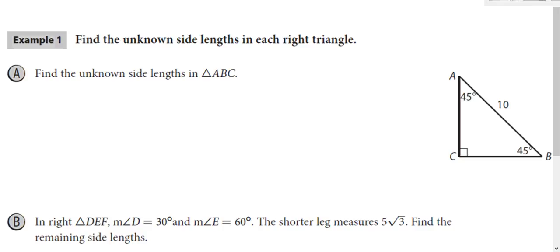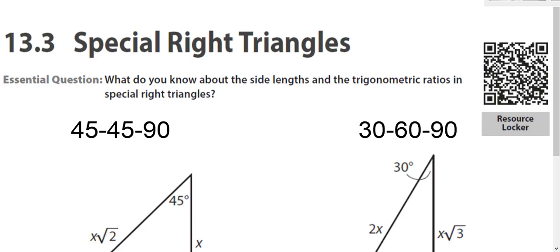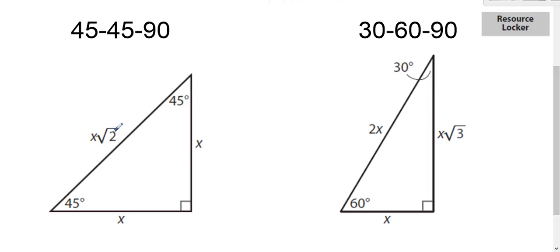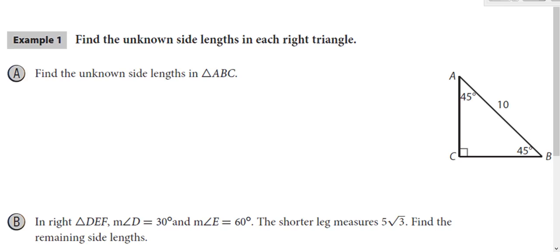So for this first example, it's a 45, 45, 90. You just look at the triangles. So we know that these two sides will be the same. The only difference is the hypotenuse gets a square root of 2 and the legs do not. So just write a proportion. If we're going to solve for a leg, you would say x over 10. So that's like leg over hypotenuse, side over hypotenuse.